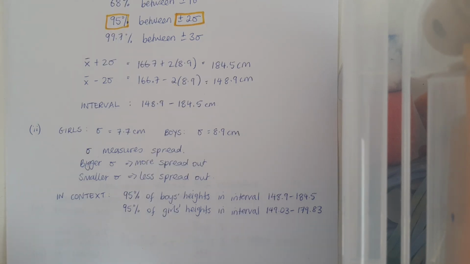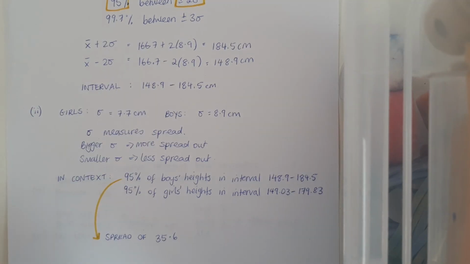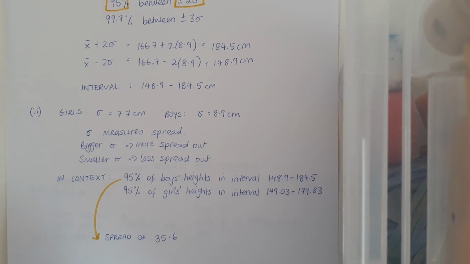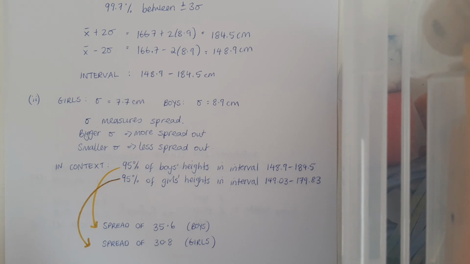And if we look at the spread across which each of those intervals exist, we can actually see that for the boys, from 148.9 to 184.5, there's a spread of 35.6. So in the case of the boys, there's a spread of 35.6, and in the case of the girls, there's a spread of 30.8, which again just reinforces that idea that since the girls have a smaller standard deviation, they've got a smaller spread, and since the boys have a bigger standard deviation, they have a bigger spread.